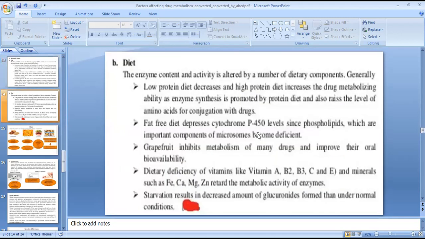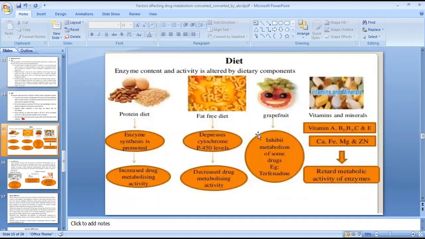Age. The second factor is diet. Now, what type of diet will affect the drug molecule or the enzyme content, enzyme induction or enzyme inhibition process? Enzyme content and activity are altered by dietary components. What are those factors? What effect is given by the protein diet, the fat diet, fruits, and the vitamin and mineral content? With the protein diet, enzyme synthesis is promoted.